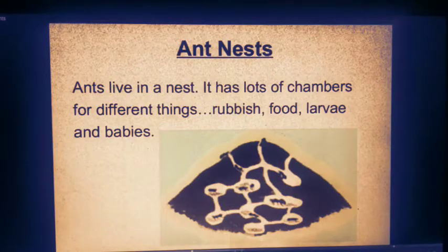Ant nests or ant hills. Ants live in a nest. It has lot of chambers for different things: food, larvae, babies. Like us, we also have many rooms in our house.